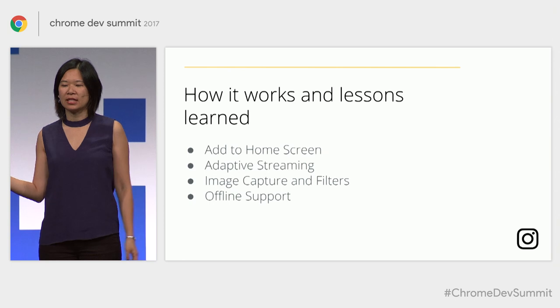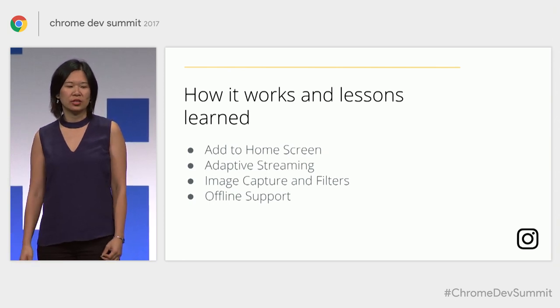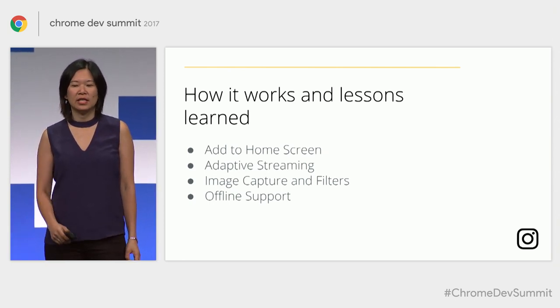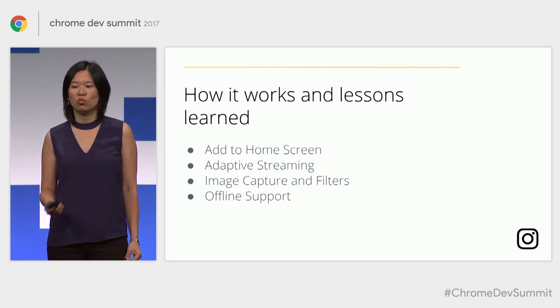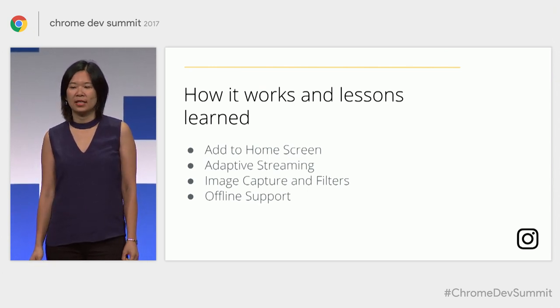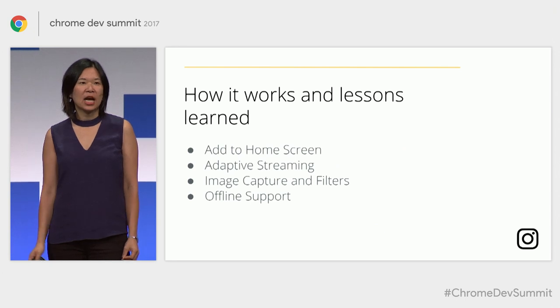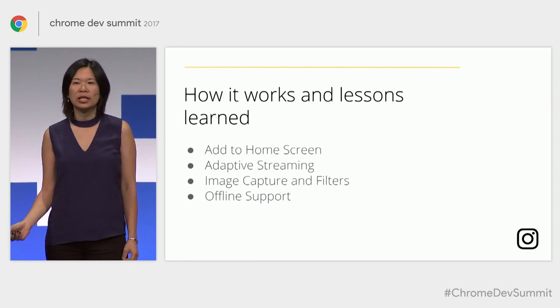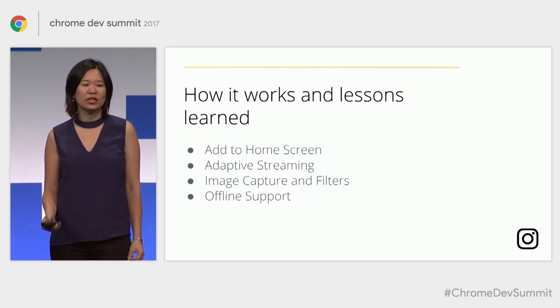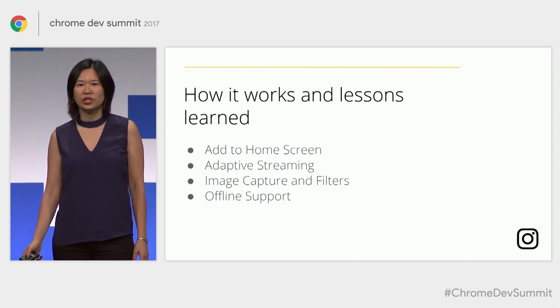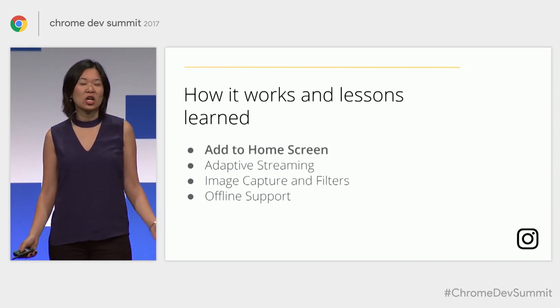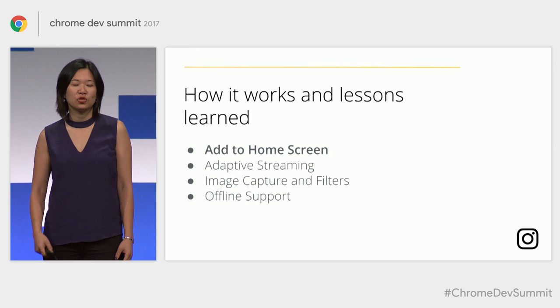Now we're going to talk about the technical details about how we implemented several of these features. Specifically, we're going to deep dive into how to add your progressive web app to the home screen, video playback using adaptive streaming, image capture and filters on web, as well as offline support. One thing to note is that the majority of the features we're talking about today is Android only. However, because our target audience are emerging markets, and emerging markets are almost exclusively Android markets, this didn't really limit our reach. So let's talk about how to get the phone to prompt us to add to home screen.